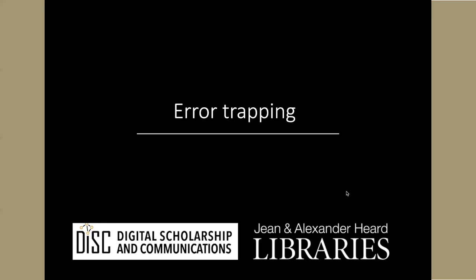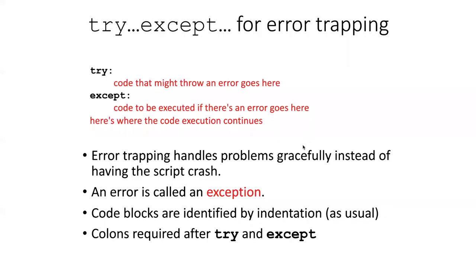The last kind of control of the flow of your program that we're going to look at is error trapping. Sometimes when code is executing, something happens that is a problem or an error. An error is called an exception. So what error trapping does is handle the problems that come up gracefully instead of just crashing the script.